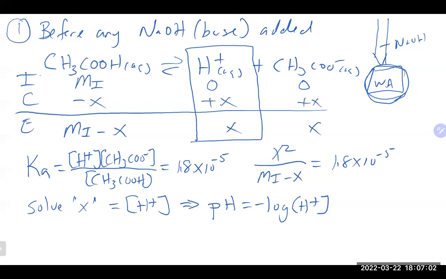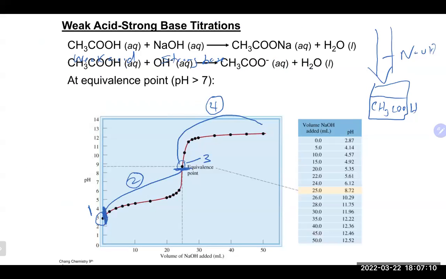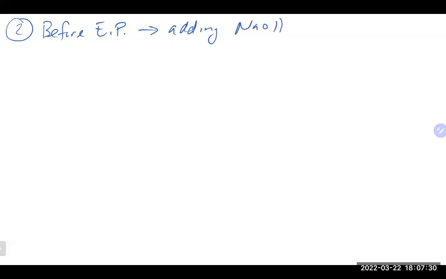Okay, so once we decide I am ready to add from our very first drop of sodium hydroxide to before the equivalence point, in this second region of the curve, we are obviously going to be adding volume here, which means we are going to get a reaction that's going to occur. So before the equivalence point, we're going to be adding sodium hydroxide, so we will definitely get a reaction between the weak acid and the sodium hydroxide.